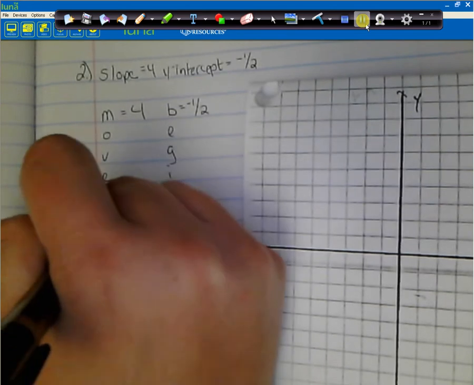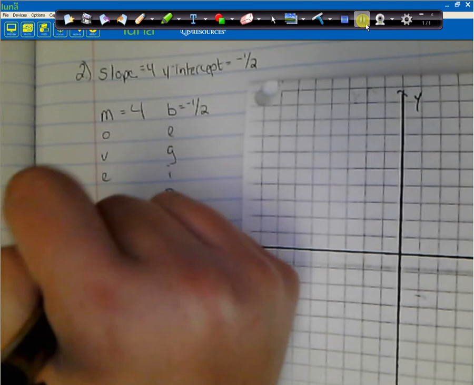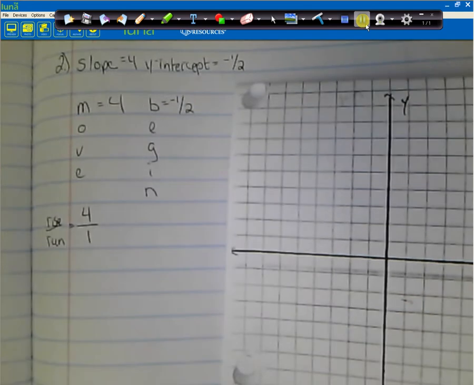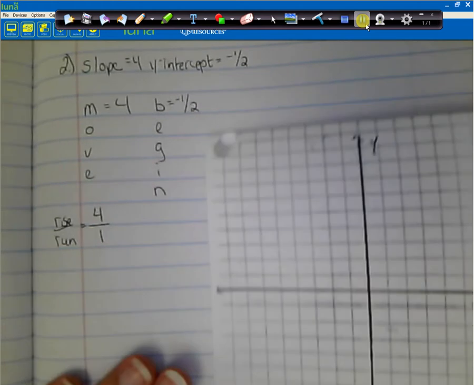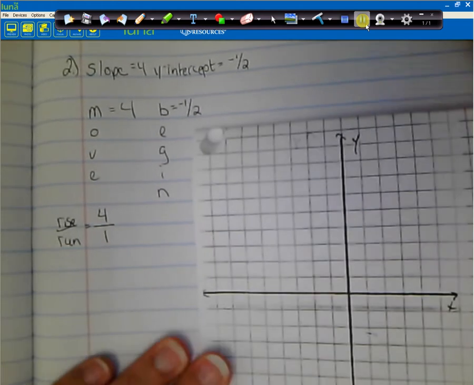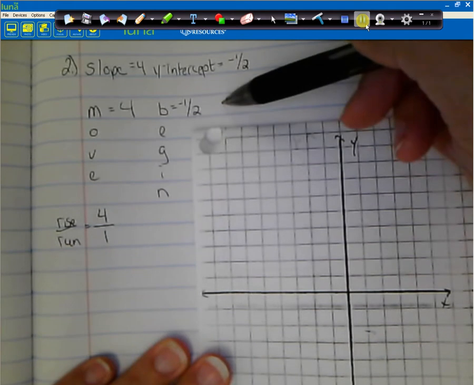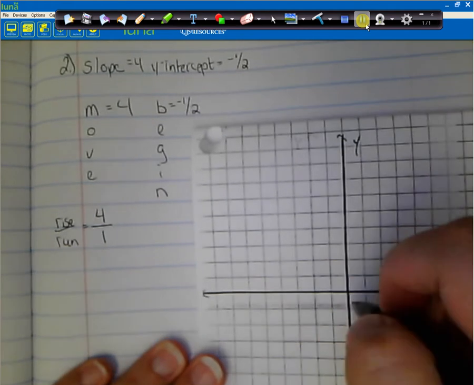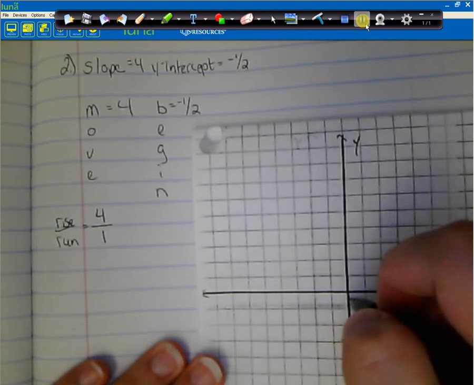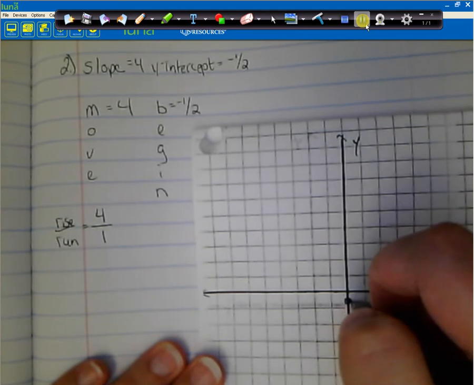So it's 4, and anytime there's not a bottom part of the fraction, I can always put over 1. So I'm going to say 4/1 for our rise over our run. So now I'm going to graph. I'm going to begin at -1/2 on the y-axis. That's my y-intercept. So I'm going to start here, and -1/2 is between 0 and -1. It's going to be right here in the middle.